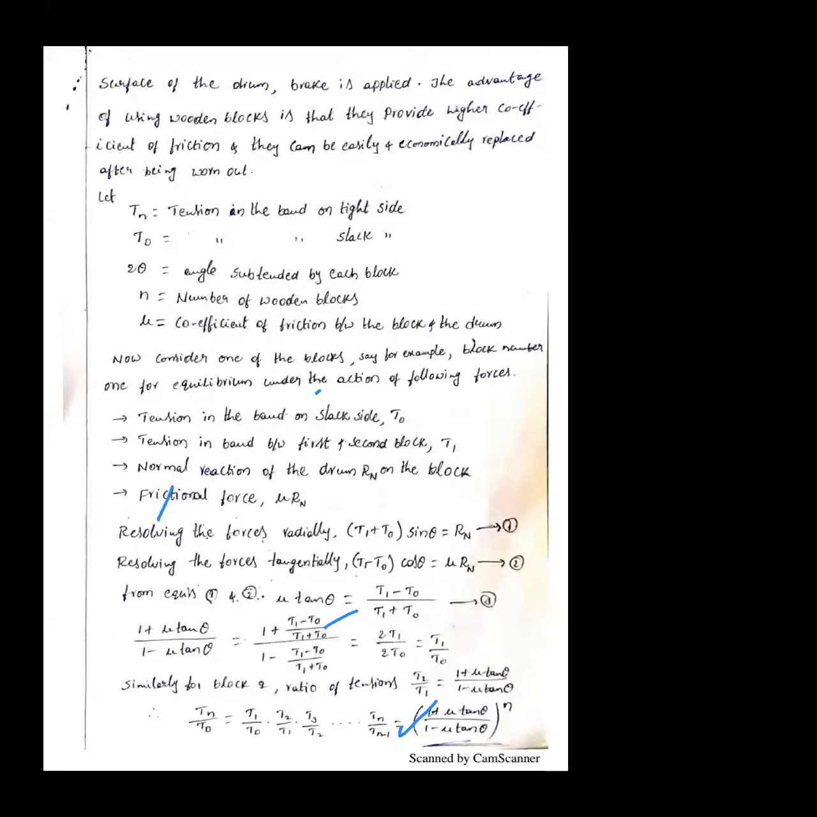Now observe this one here. What are the notations represented in our derivation? Tn is the tension in the band on the tight side, and T naught is the tension in the band on the slack side. 2 theta is the angle subtended by each block, and small n is the number of wooden blocks. Mu is the coefficient of friction between the block and the drum.